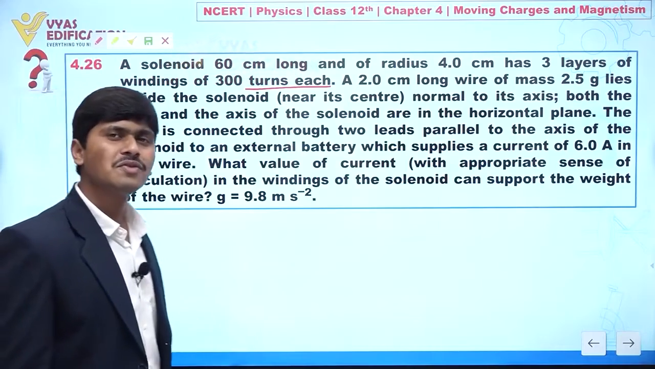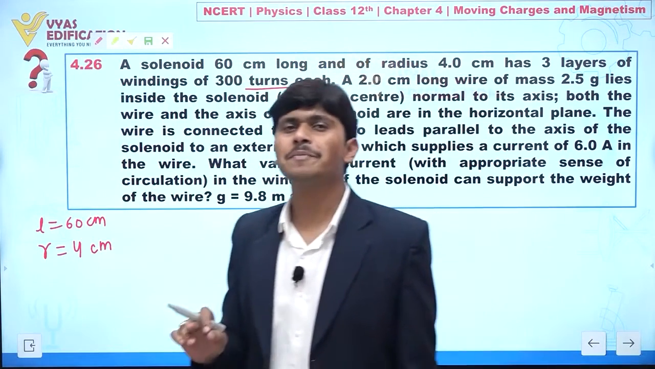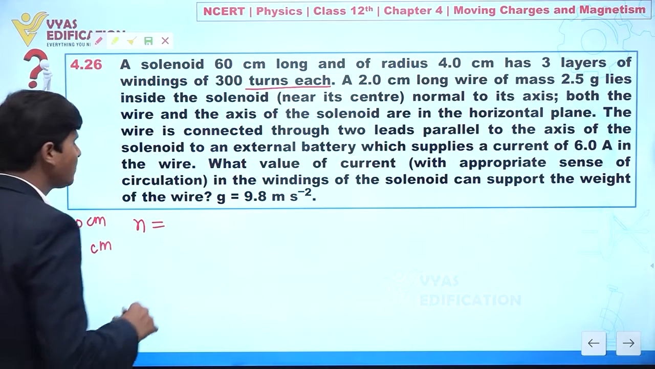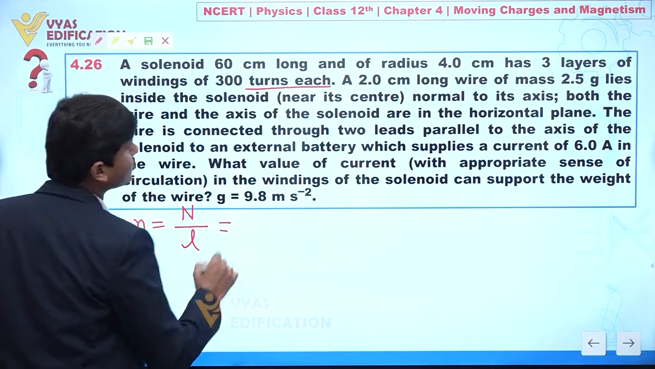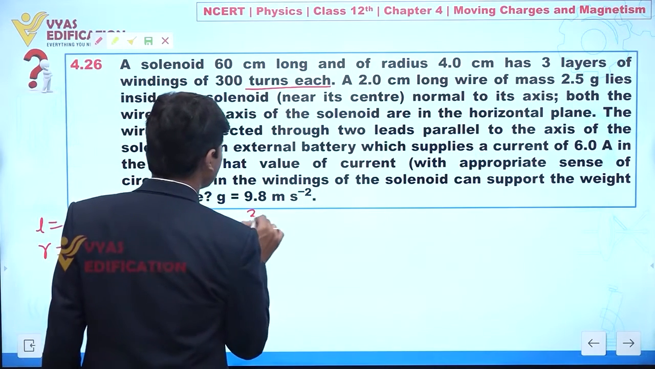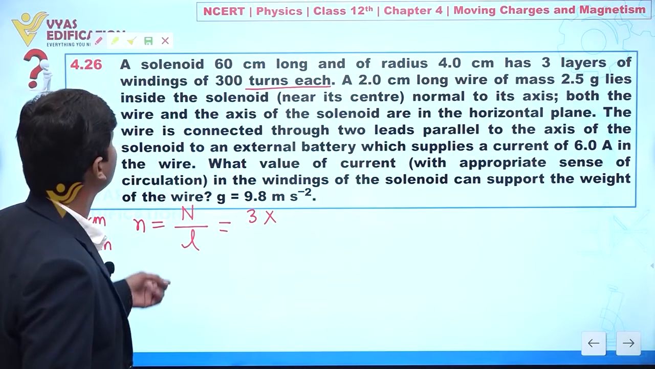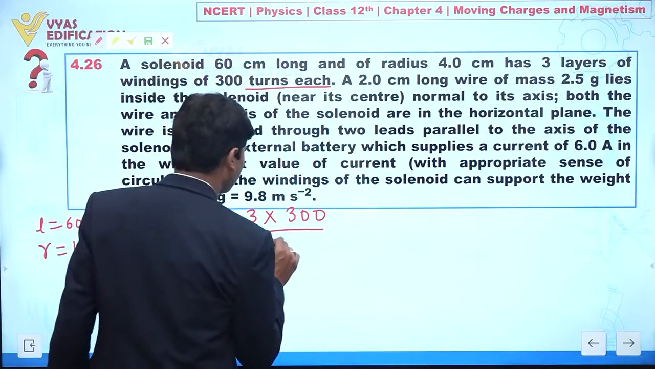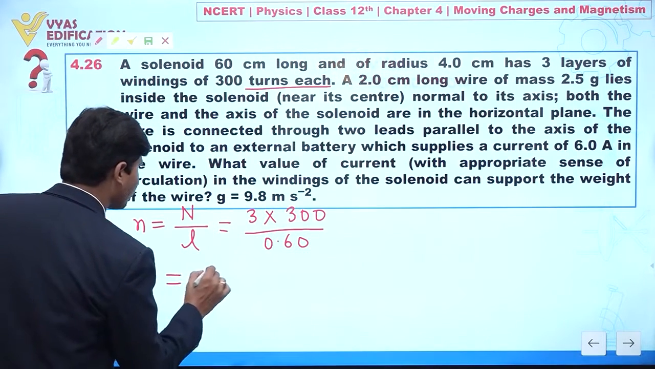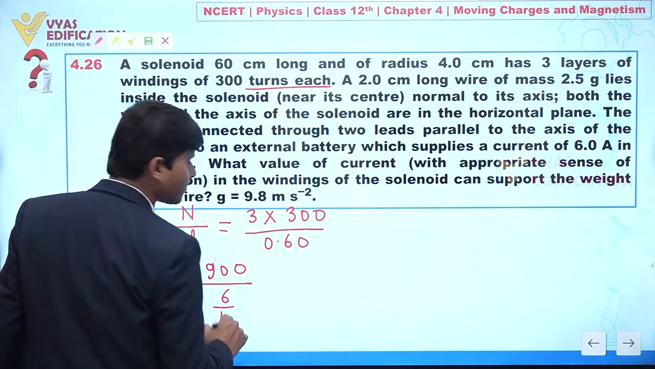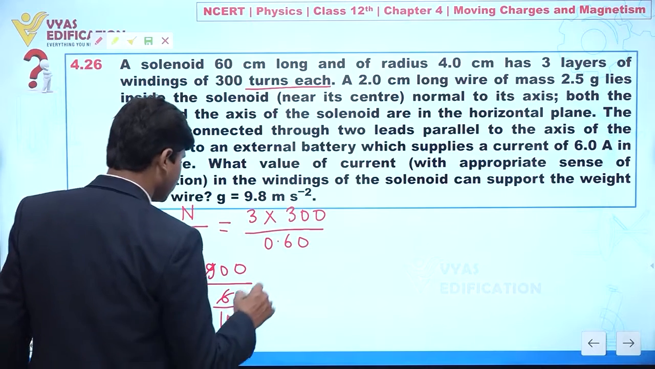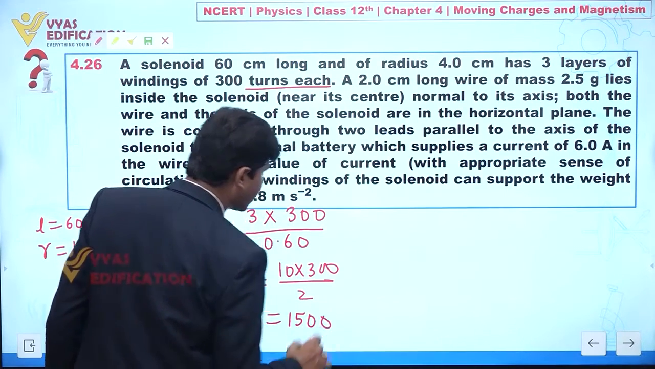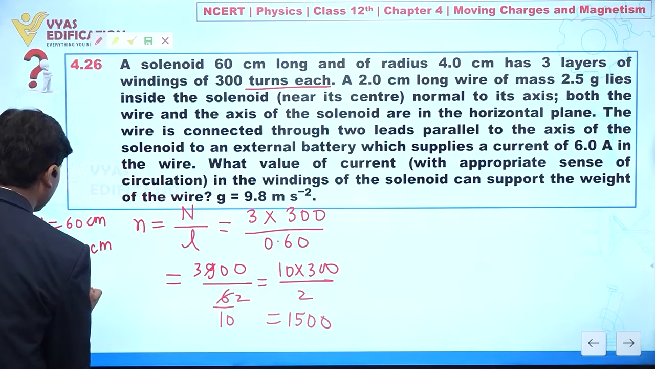So whenever the term solenoid comes to mind, always keep in mind that you have to find the number of turns per unit length. Can we calculate the number of turns divided by unit length? It is also given that we have 3 layers, and in one layer we have 300 turns, and we have to divide by the length. The length of this solenoid is given as 0.60. So we can write 900 divided by 6 by 10, which gives a number of turns per unit length of 1500. So small n value we can take as 1500.